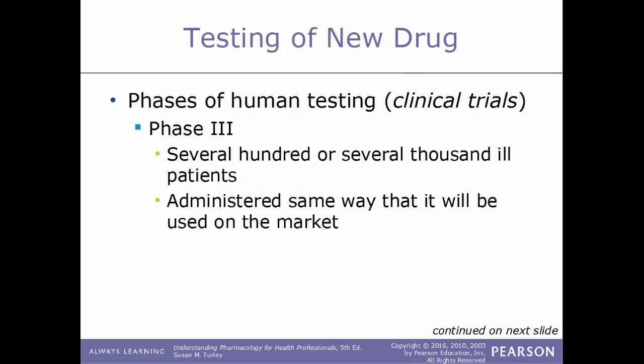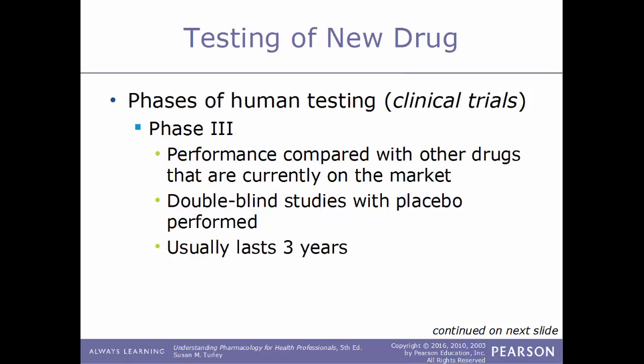Now we move on to phase 3 of the clinical trials. This will involve several hundred or several thousand ill patients. And at this stage, the drug will be administered the same way it will be used on the market. Frequency, dosage, route of administration, everything would be exactly the same as if it were already approved to be sold. Now, the performance is compared with other drugs that are currently on the market, and this is where you'll have double-blind studies with placebos performed, and this phase will take about 3 years.